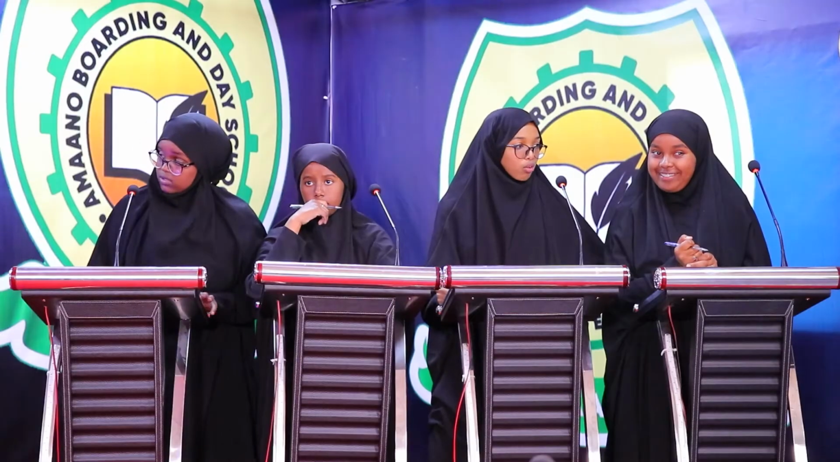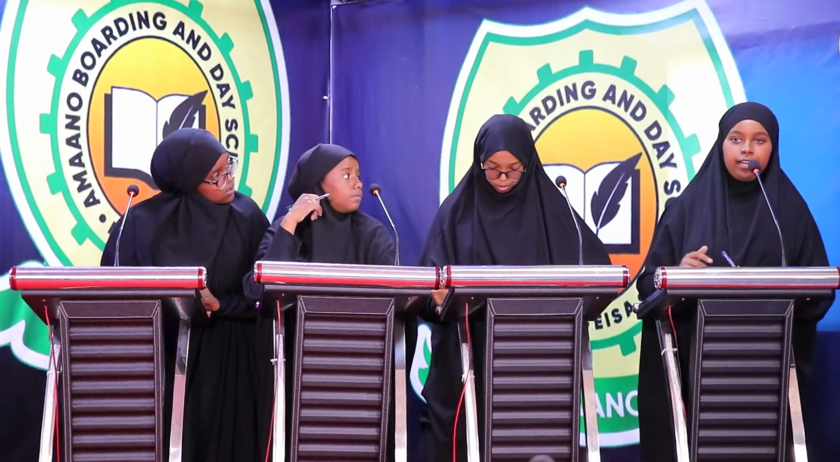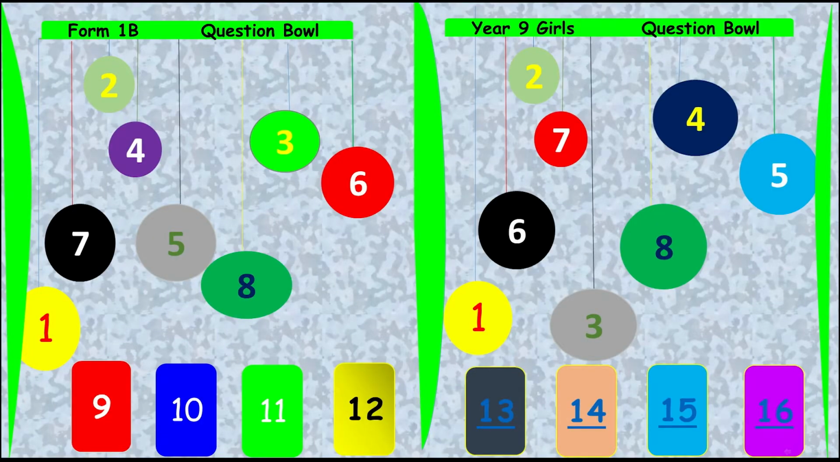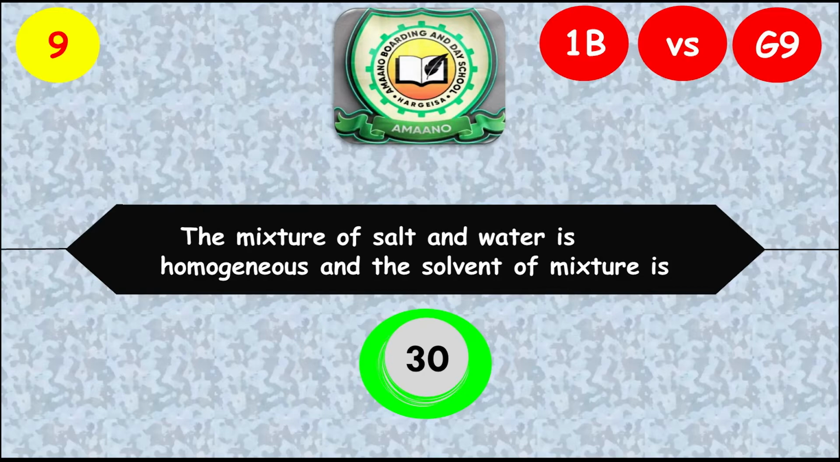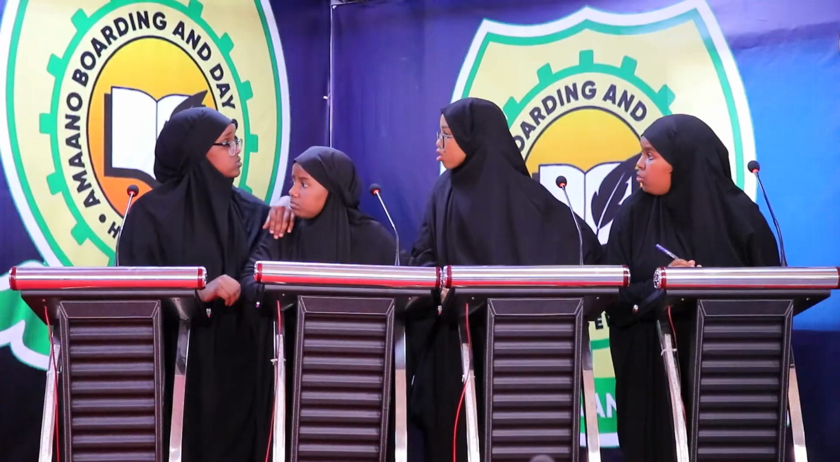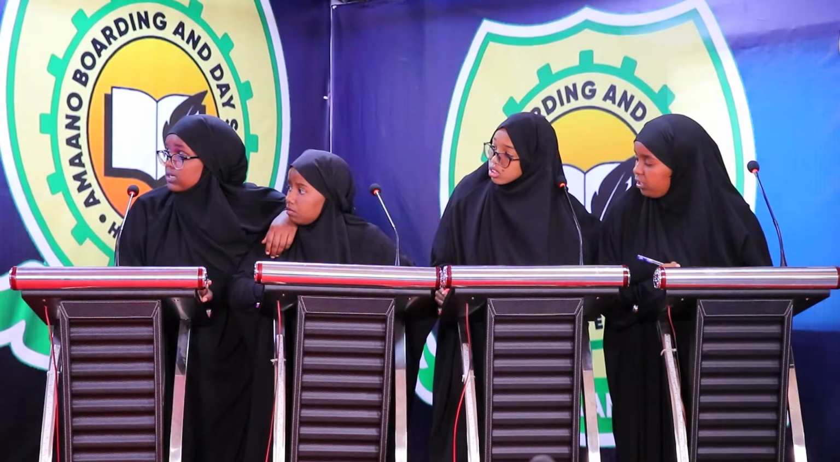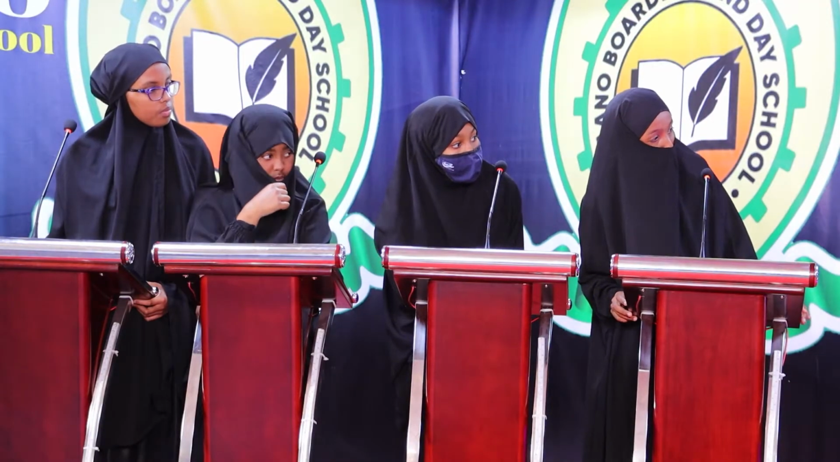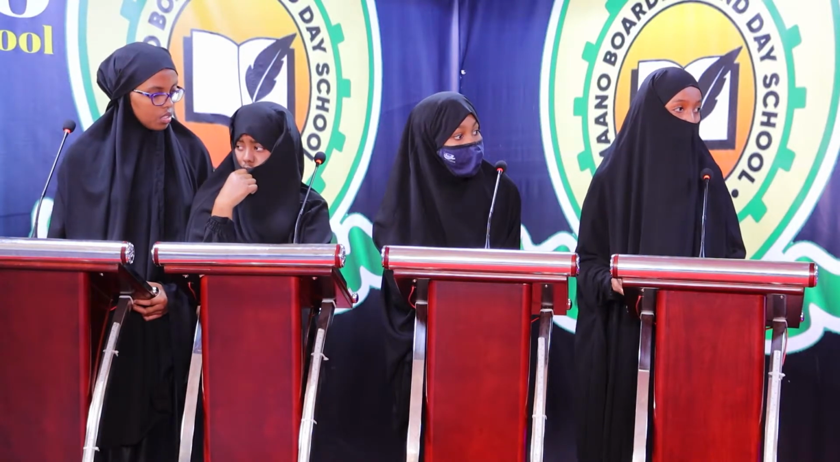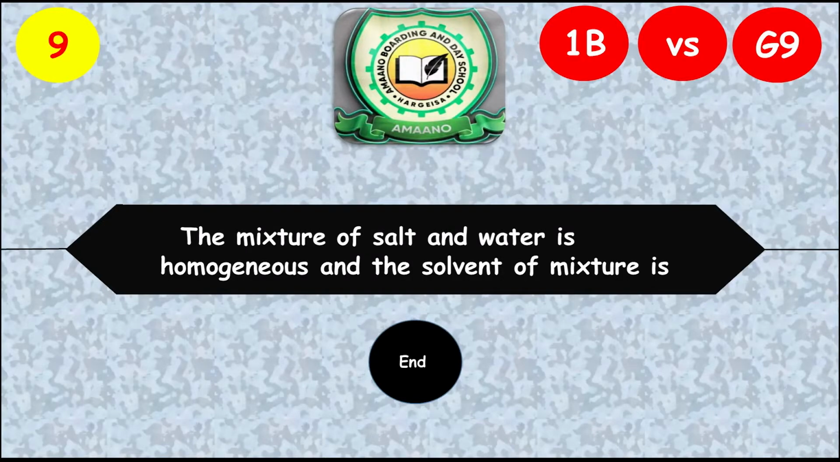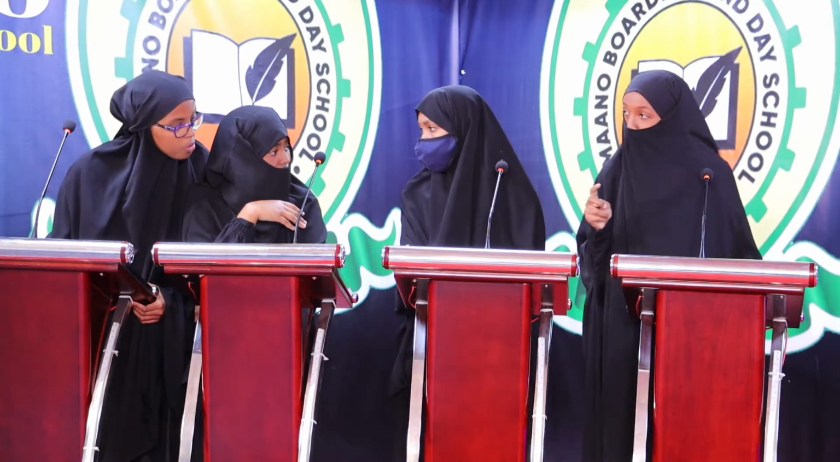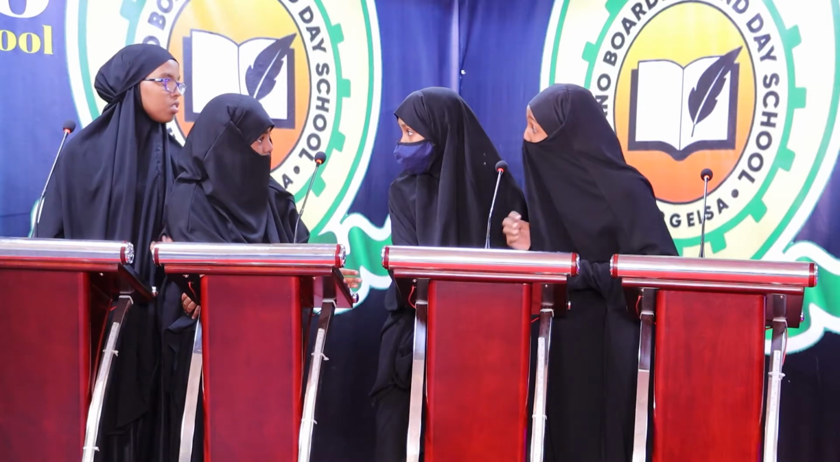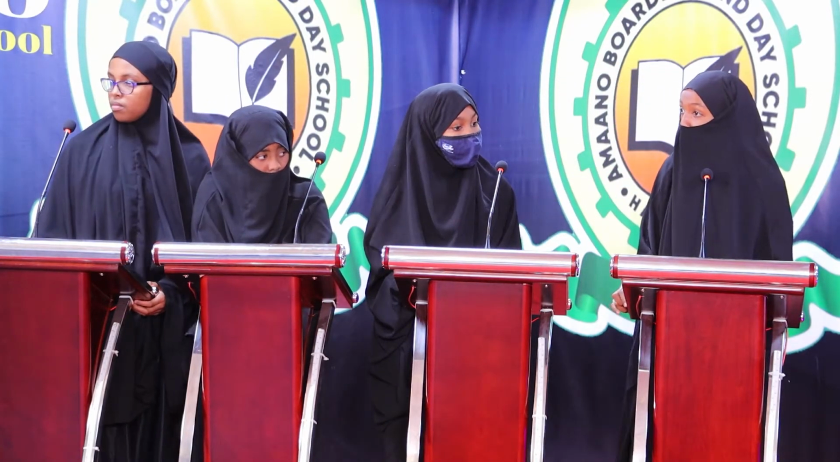1B. Yes, 1B. Number 9. The mixture of salt and water is homogeneous, and the solvent of the mixture is? No, that's wrong. The mixture of salt and water is homogeneous. What is the solvent in that mixture? Water. That's correct.